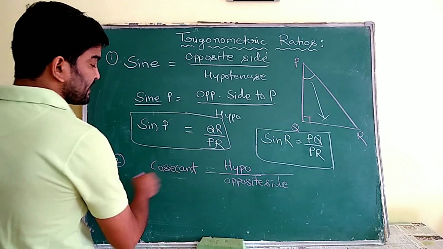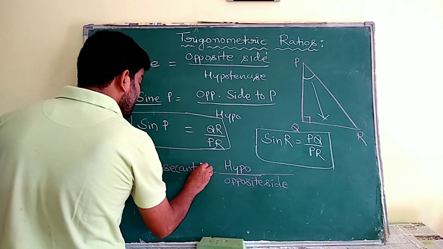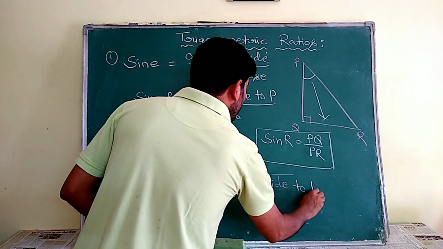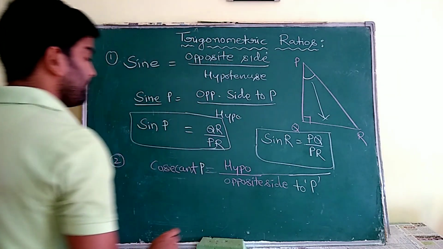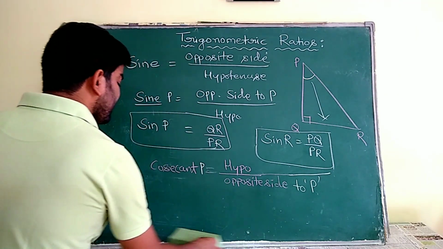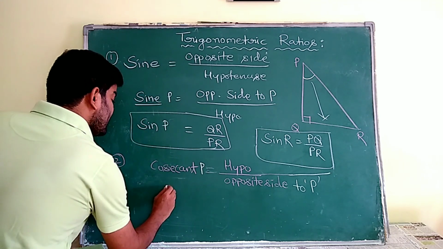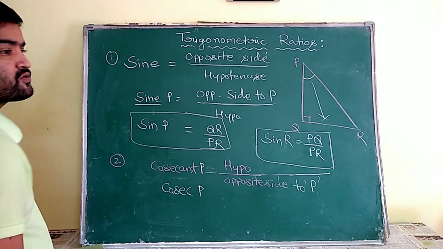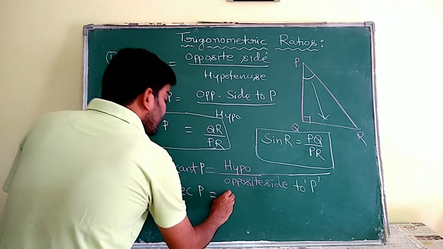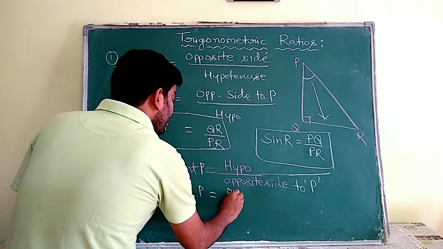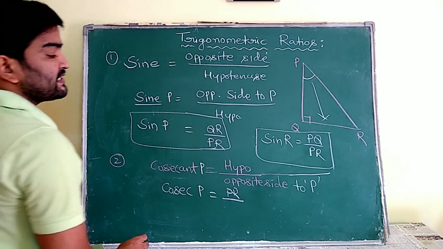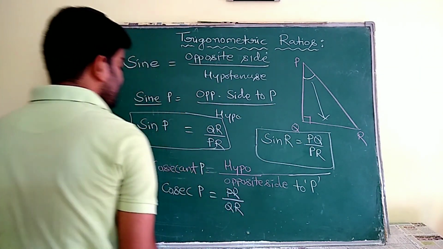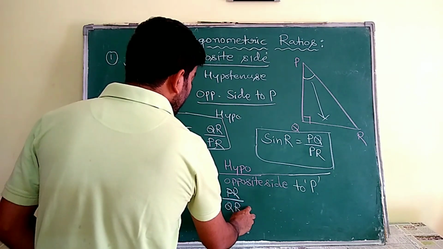If I want to write this cosecant value with respect to P, then cosecant P is equal to hypotenuse by opposite side to P. For our convenience, cosecant is short-noted as cosec, but we have to pronounce it as cosecant only. Cosec P is equal to, what is the hypotenuse here? PR, by its opposite side. P's opposite side is QR. This is cosecant P.